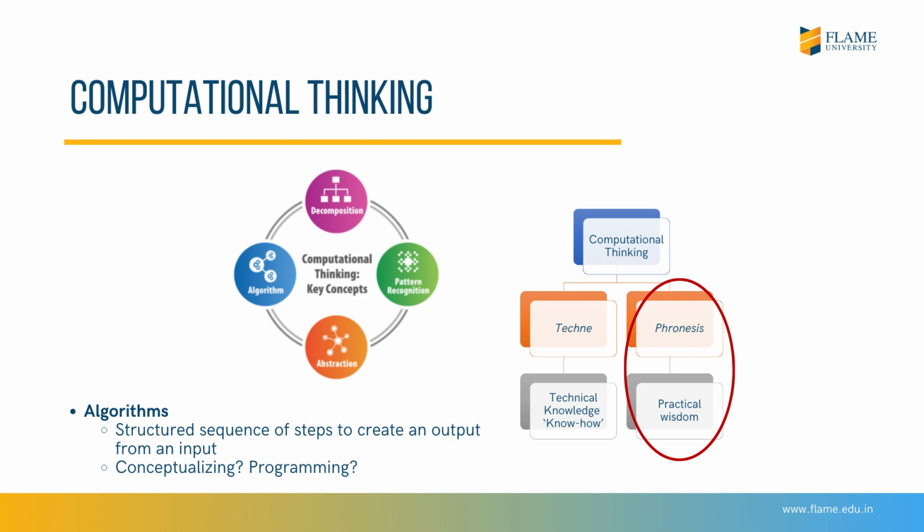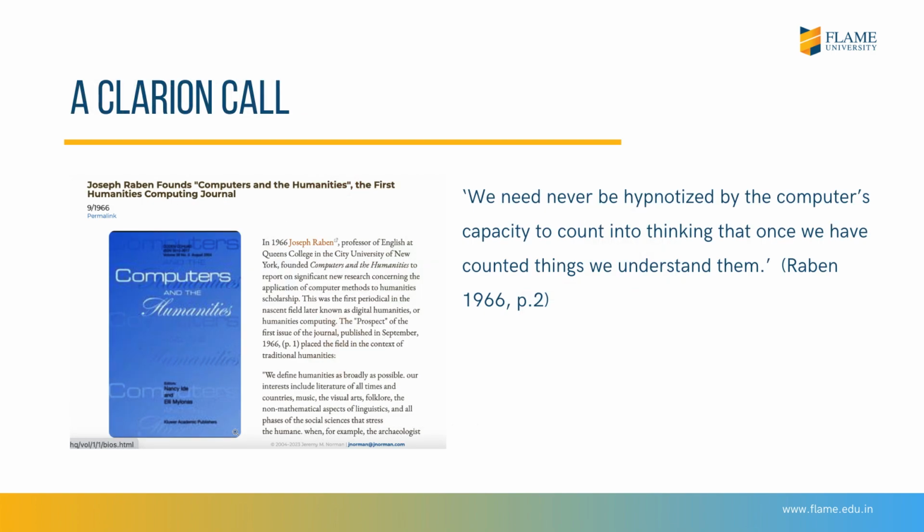And that is what we need to keep in mind, that while we design definitions of algorithm as a structured sequence of steps to create an output from an input, we also need to bring into the same definition questions of how we are conceptualizing the algorithm. And this is something Rabin in 1966 had drawn our attention to when they launched the Computers and the Humanities journal, and I quote, "We need never be hypnotized by the computer's capacity to count into thinking that once we have counted things, we understand them."